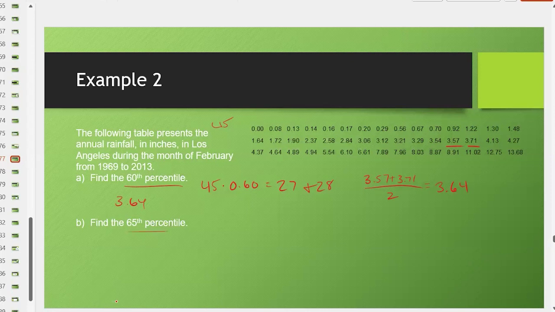If we want to find the 65th percentile, we'll do the same thing, 45 times 0.65. I don't believe we'll get a whole number, so the rest of it's a little bit easier. 45 times 0.65 was 29.25. Now remember, we round that up to 30, and so we want the 30th number in the data set, which in this case would be 4.27.